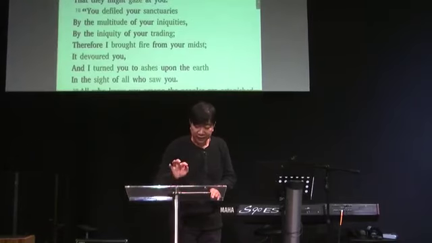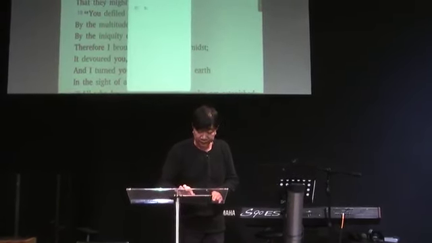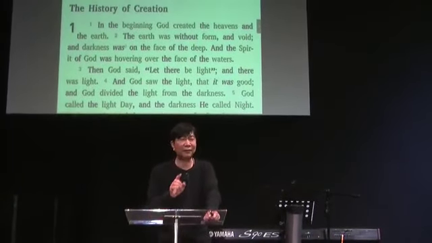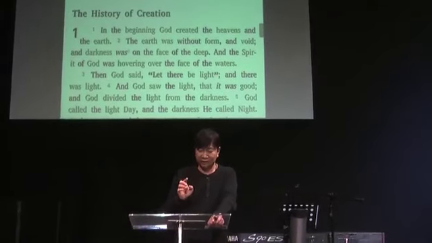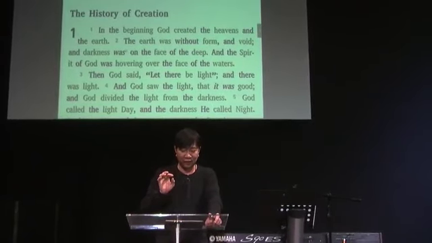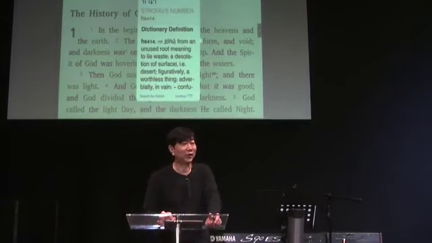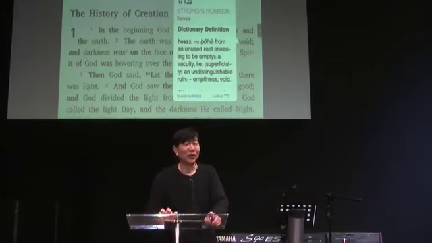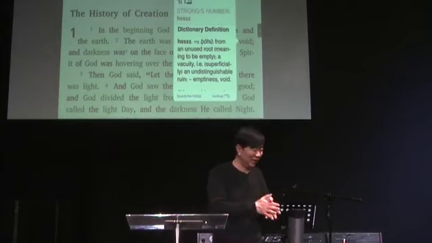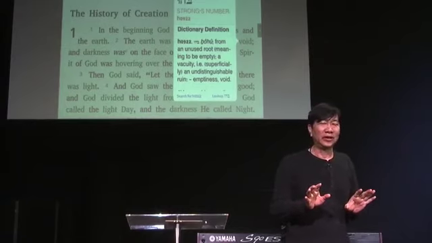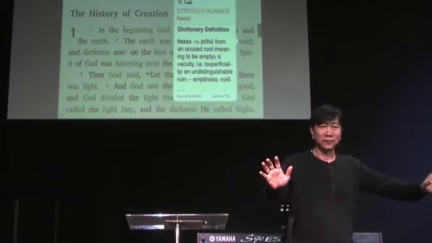Genesis chapter 1, verse 1 to verse 2. You notice, in the beginning, God created the heavens and the earth. Then suddenly in verse 2, the earth was without form and void. And these are words that I love to disturb you all with. Remember, without form is tohu. And then void is bohu. So suddenly in verse 2, the earth was tohu bohu.